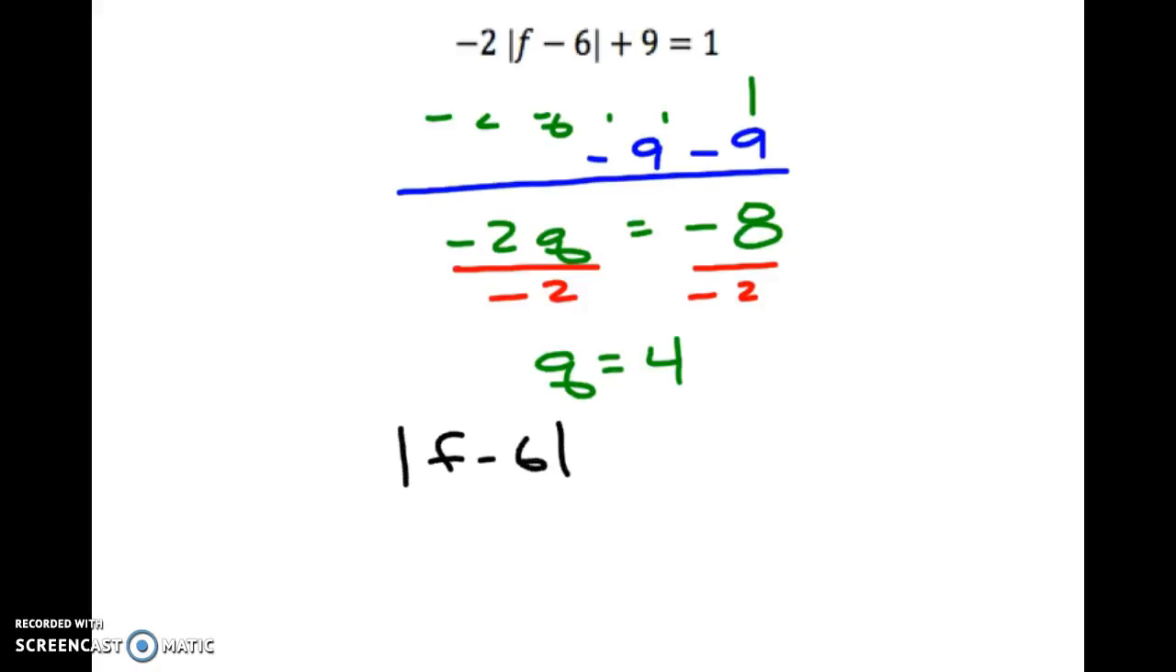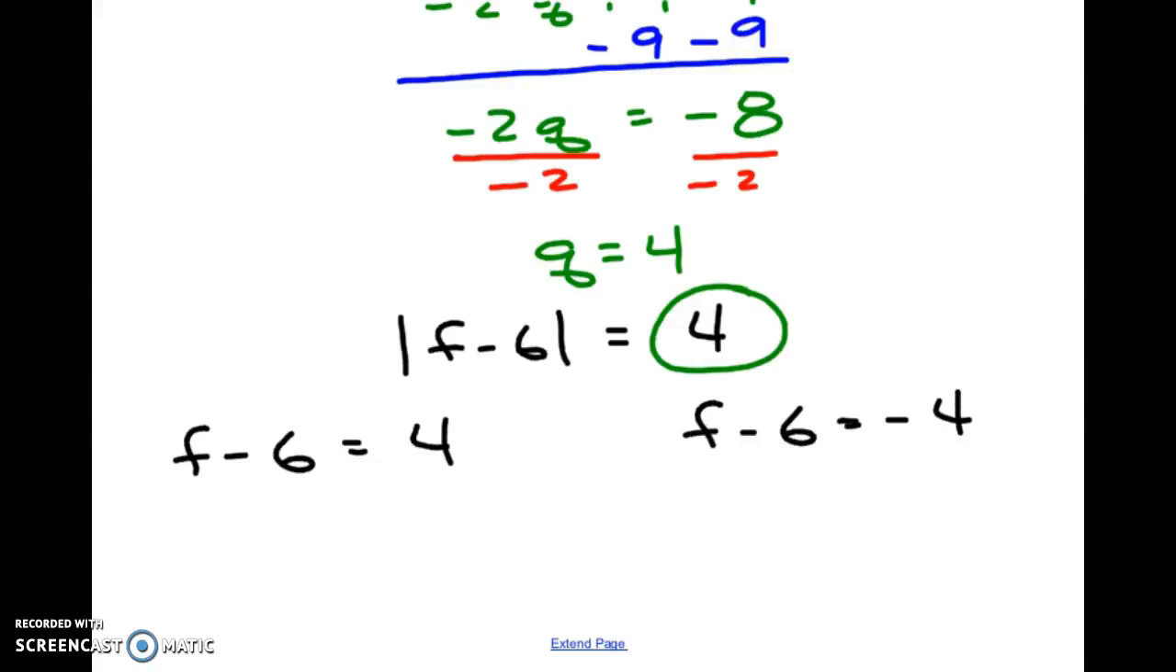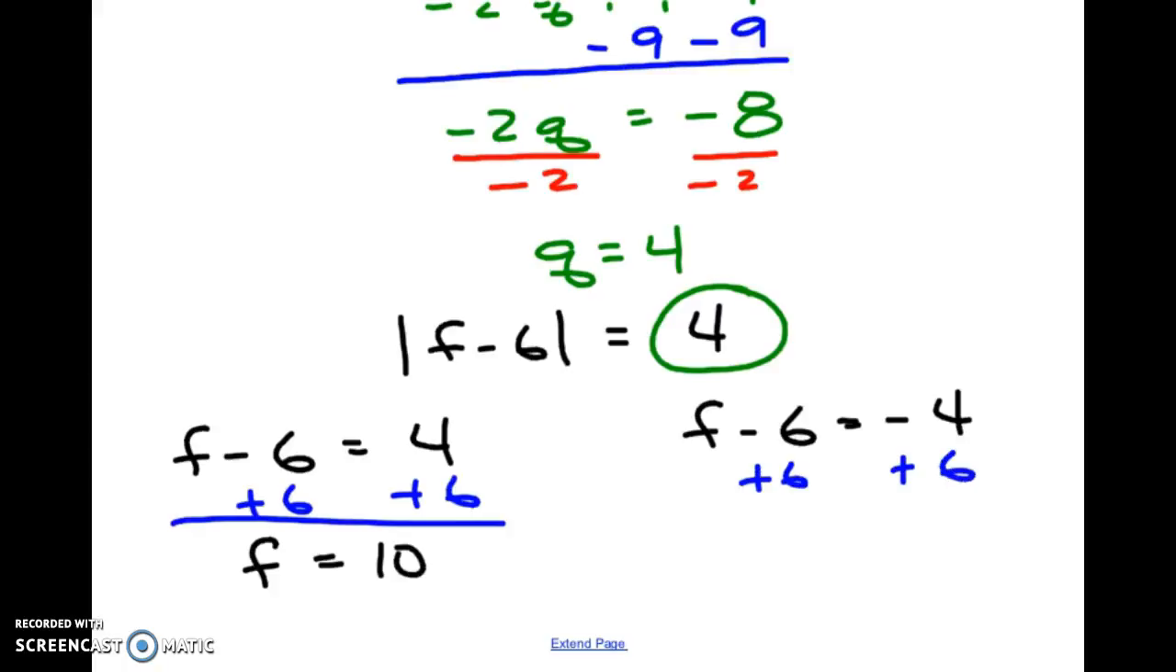And the absolute value of f minus 6 would have to equal a positive 4. Since the 4 is now positive, we're good to go, so we can set up our two cases. We'll do f minus 6 equals a positive 4, and f minus 6 equals the -4. We finish solving by adding 6 to both sides. So for one answer, we should be getting f equals 10. When we add the 6 in the second case, we should be getting f equals 2.